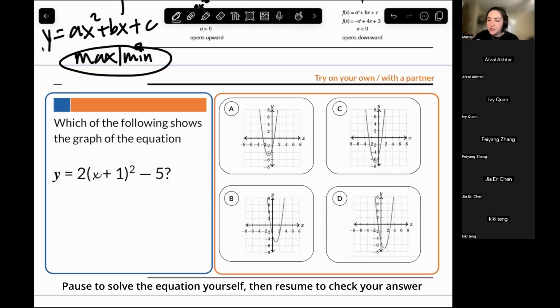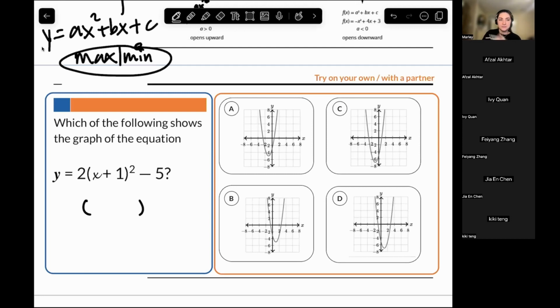So if this is the vertex form, what is our vertex? What are we expecting our vertex to be? What are the coordinates? Yeah, -1, -5. So if this is the case, only one of them has that as our vertex. So we'd have to go with A, which is what a lot of you guys were choosing already.